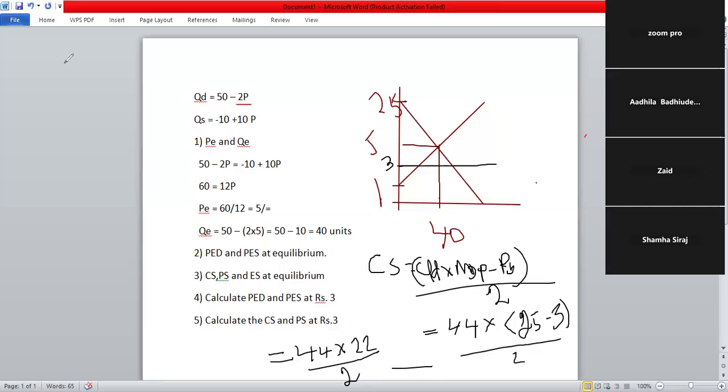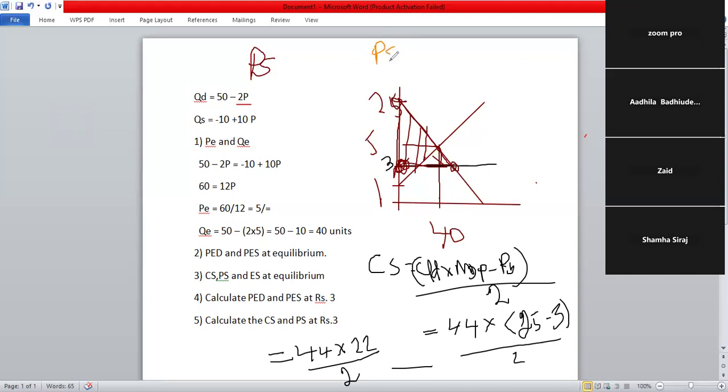Then when you calculate the producer surplus, now what we have found is this buyer's price, QD, maximum demand price. This is the area we have calculated, the consumer surplus.